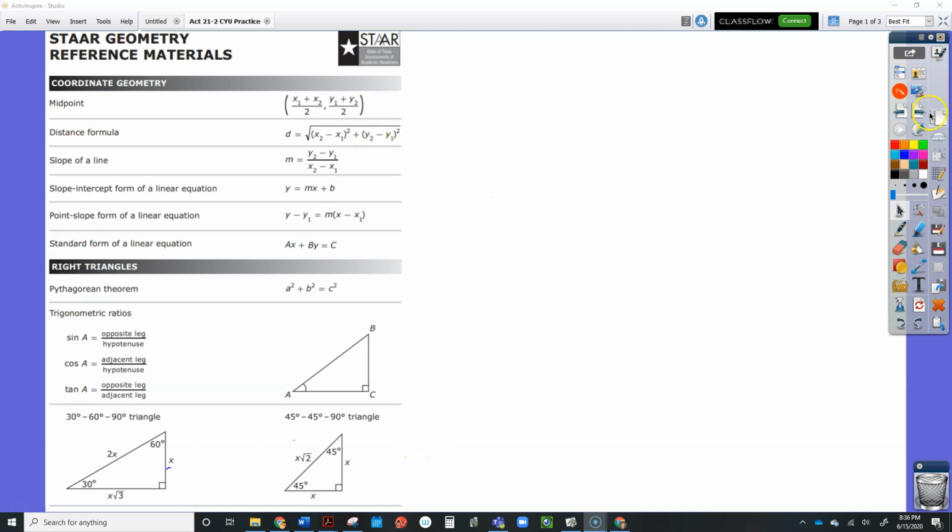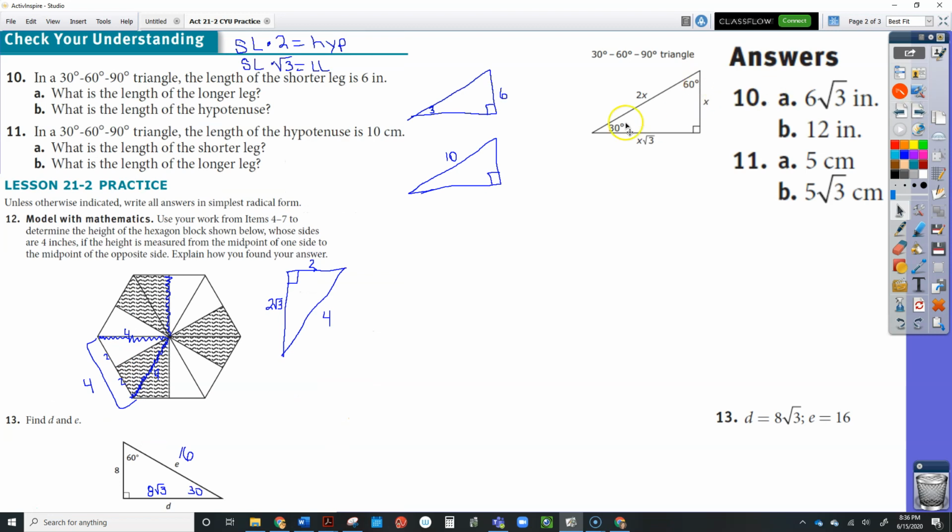So I have taken this picture right here for your 30-60-90 triangles, and I've put it over here so that we can reference it. I've also written them down the way we did with words. Short leg times 2 equals hypotenuse. Short leg times square root of 3 equals long leg. I don't care which way you remember it. I just need you to remember how to do it.